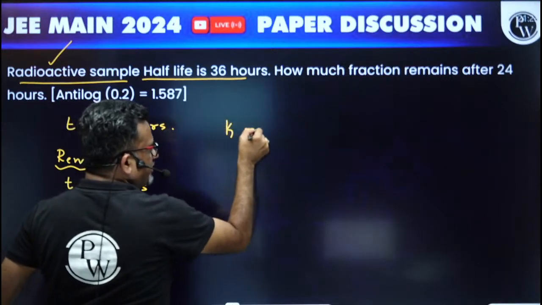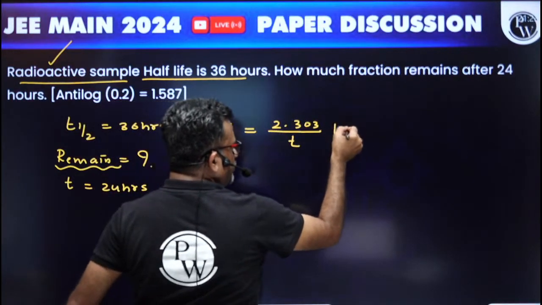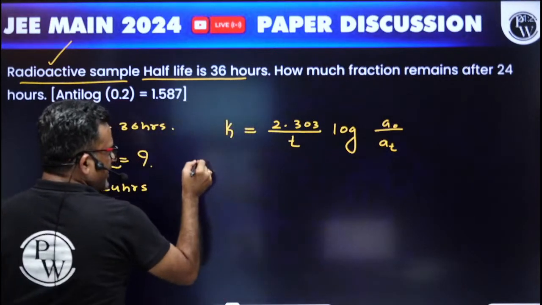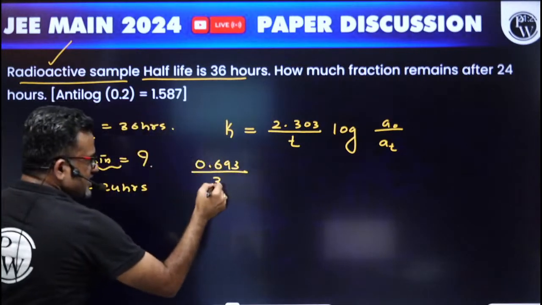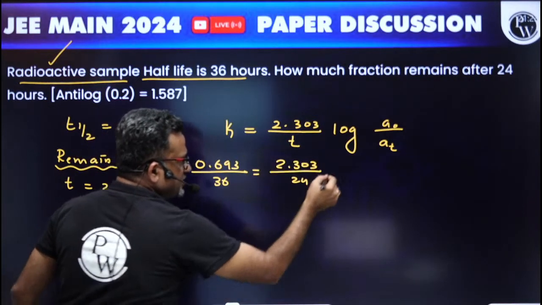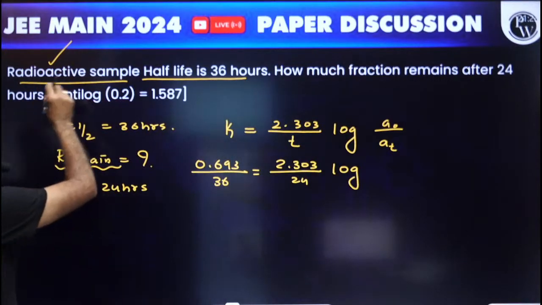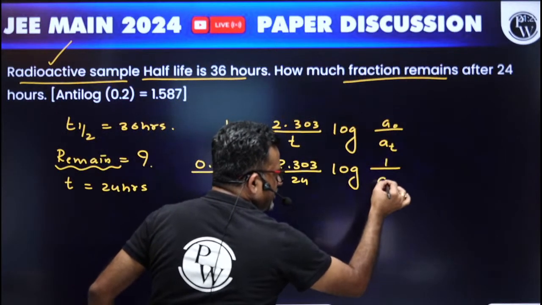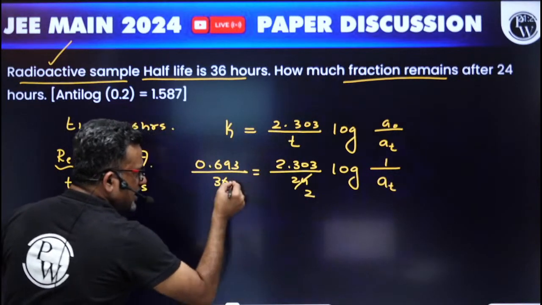So therefore, I will straight away apply the first order rate constant equation: 2.303 by t into log of initial value by remaining after time t. So what is k? Your k is 0.693 by half-life. What is half-life? 36 hours. 2.303, what is total time given? 24 hours, into log of. What is the initial value? They have asked you what fraction is remaining. What fraction is remaining means initially 1. Initially, I'll take it as 1. I need to calculate the remaining quantity. 12 2s are, 12 3s are.